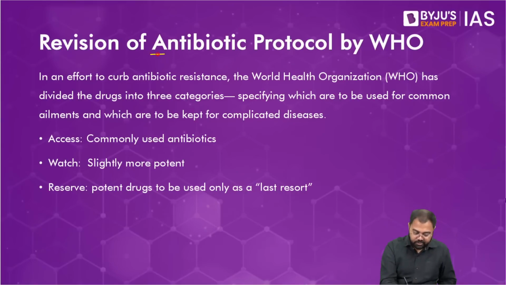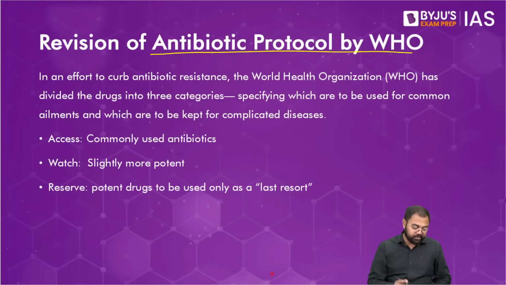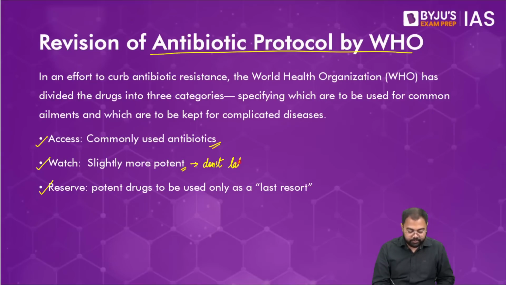For example, the revision of the antibiotic protocol by WHO, where they have classified all the antibiotics into three categories: access, watch, and reserve. Access category are the commonly used antibiotics, where the chances of drug resistance developing are bare minimum. You can say impossible. Then you have the watch category, where we are talking about slightly more potent drugs, where there are possibilities of drug resistance. These are not to be taken without prescription.